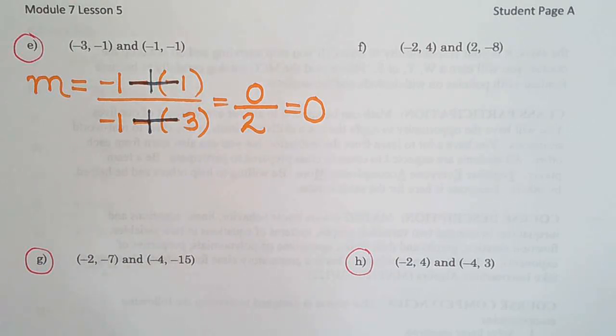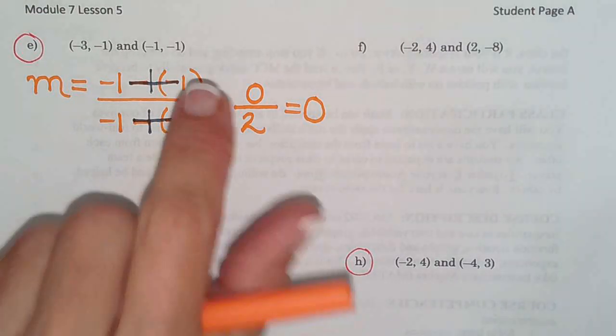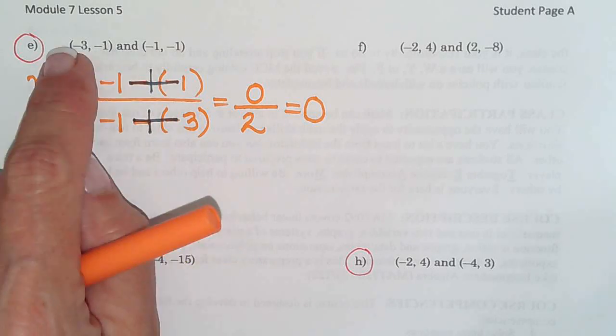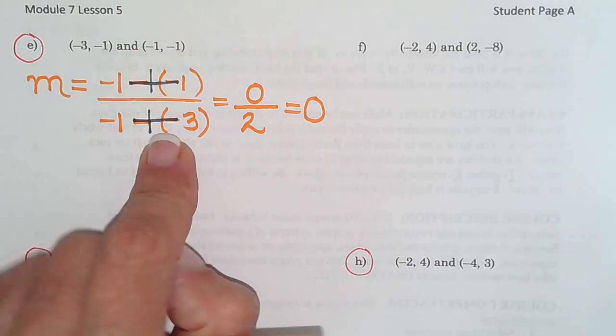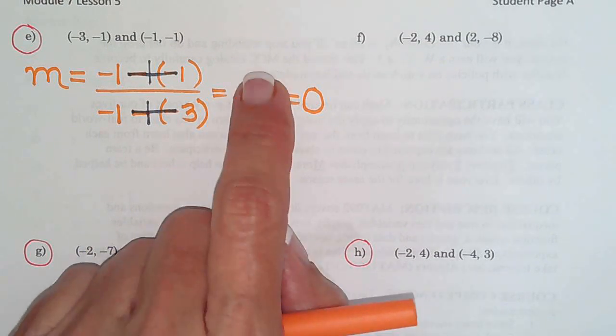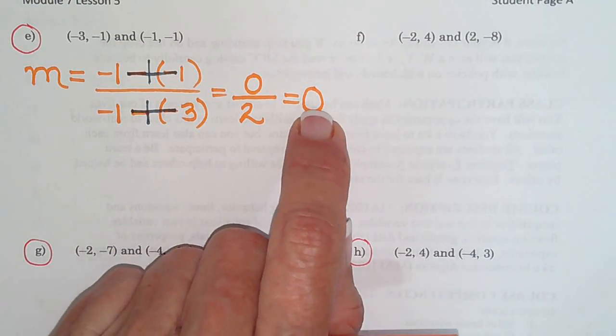We're on page 14 of Module 7, Lesson 5. We have 4 problems left to do. So we had just begun problem E, -1 plus 1, 0, -1 minus -3, which is -1 plus 3. 3 minus 1 is 2. And then we showed on the calculator that 0 divided by anything is 0.